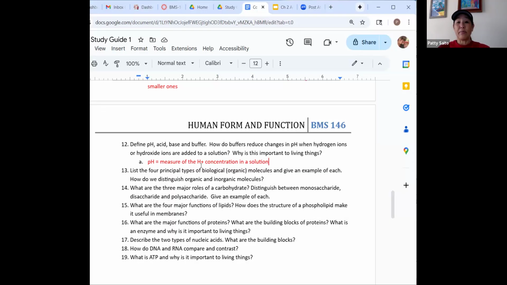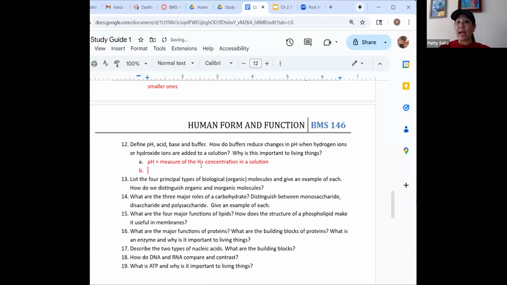Hydrogen ions are very important in our body, and it's important that we regulate hydrogen ions. Hydrogen ions are very, what we call, reactive. They can be added to things very easily, or pulled off something very easily. So it's important that we keep track of our hydrogen ions, and pH is a measure of the amount of hydrogen ions in a solution.